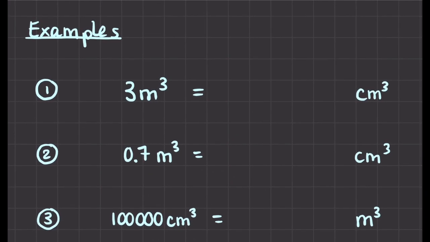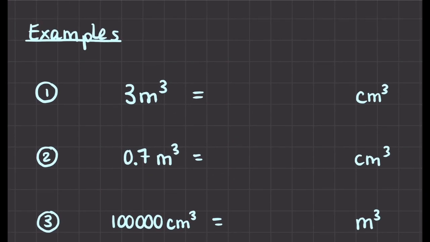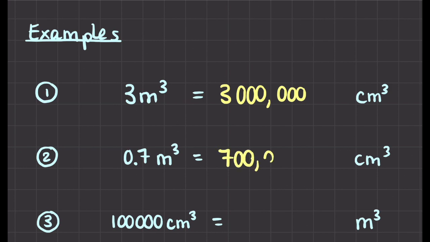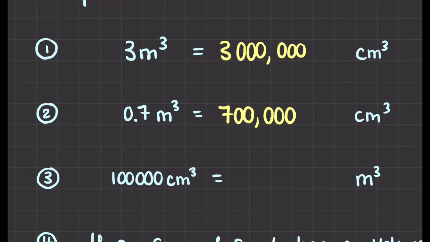For this first one, I've got 3 meters cubed, and so in centimeters cubed, that's going to be 3 million, because 1 meter cubed is a million centimeters cubed. So that's 3 with 6 zeros after it. Right, example number 2. I've got 7/10 of 1 meter cubed, so that's going to be 7/10 of a million, so that is 700,000 centimeters cubed.